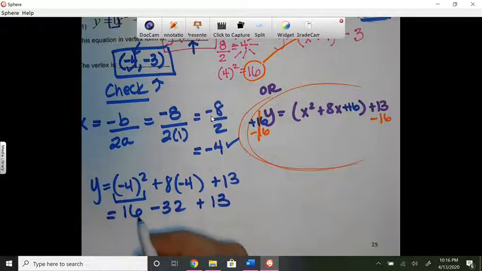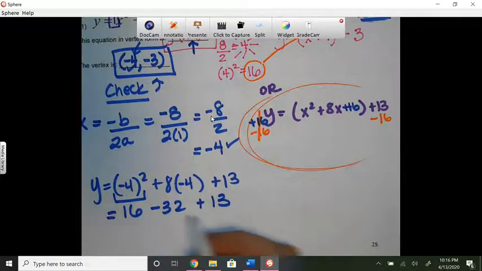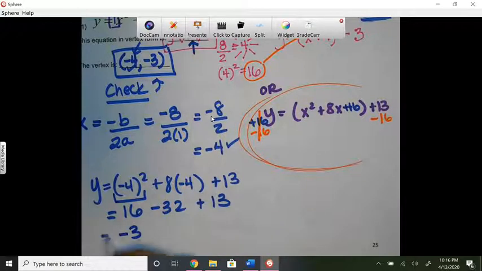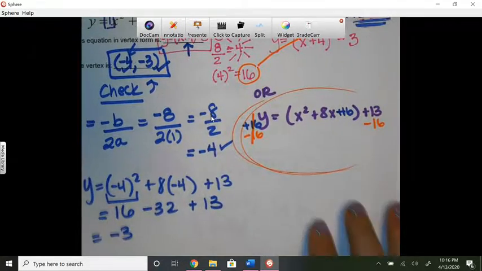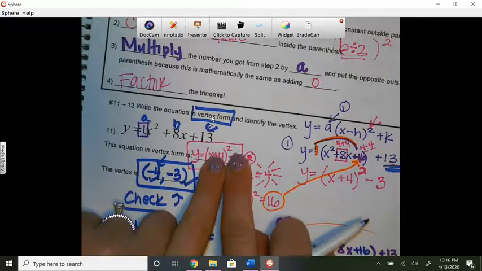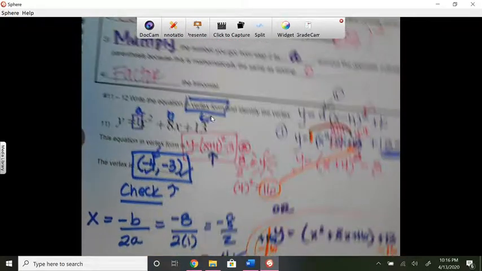So 16 minus 32 plus 13 is negative 3. And that's exactly what we got here. So we could always check our vertex, or if these two numbers are correct, by using the vertex formula.